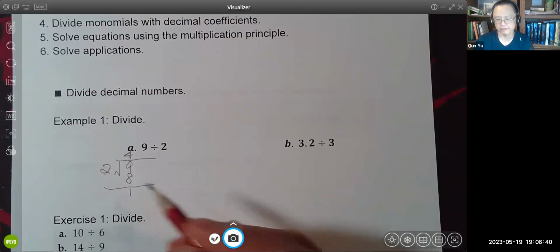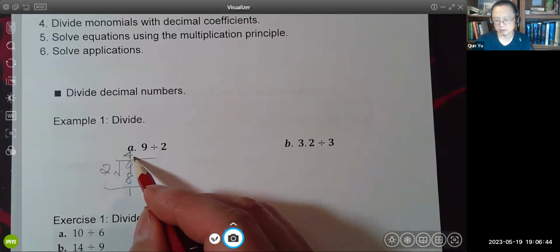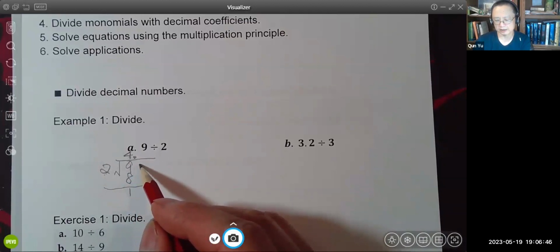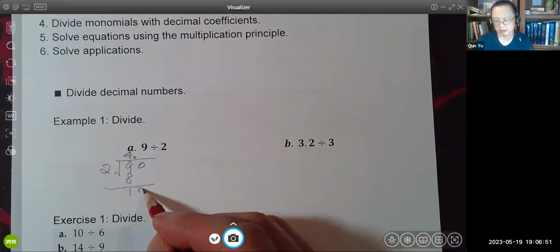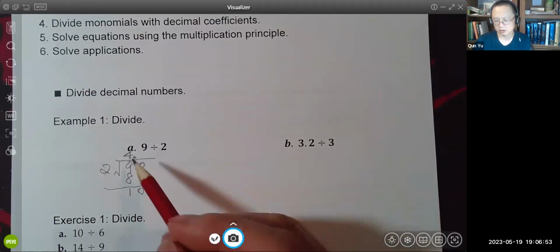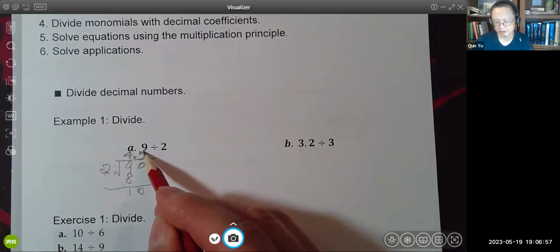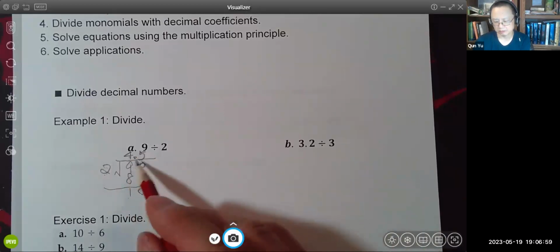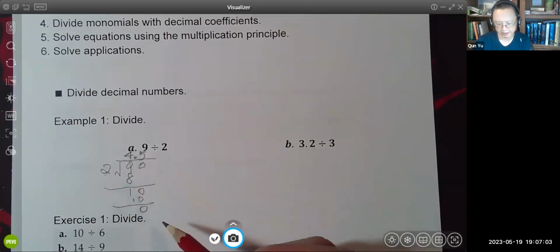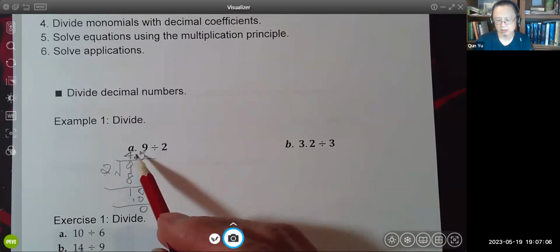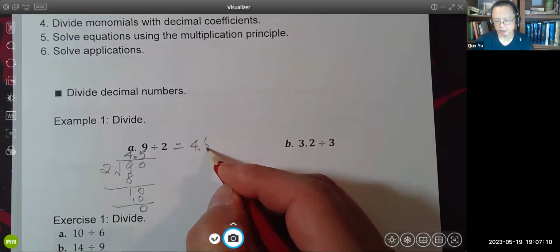So which is 1. Since we don't have any more digits, this is where you put the decimal point. Then you add zeros after that. So now you put the 0 down as if it's a whole number. So how many 2s in 10? There are 5 2s in 10. Put 5 in here. So 2 times 5 is 10. Now there's no remainder. We divided it evenly. That means there are no more digits. So the answer is 4.5.